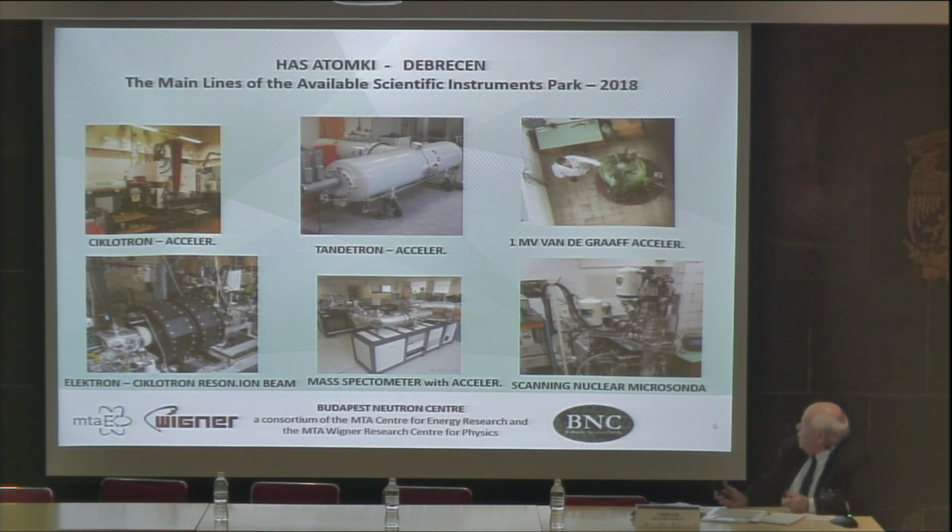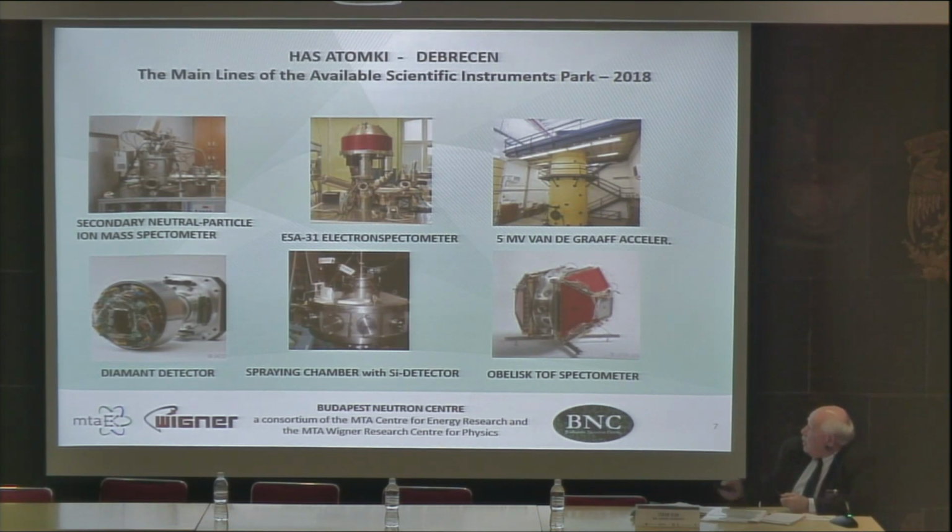They have a scanning nuclear microprobe, different accelerators, mass spectrometers, and they have an electron cyclotron resonance ion beam source as well. Other instrumentation is also available in the scientific instrument park in 2018, as you can see, are these.